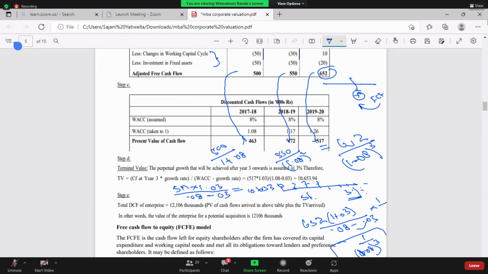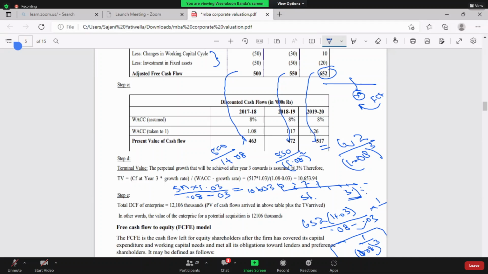In order to convert into present value terms, we have to convert this year 3 cash flow or terminal value dividing by 1.08 to power 3. Then the value becomes here. Then check that value, whether it is similar with this particular equation. 517 into 1.03 divided by 1.08 minus 0.03. Then we get the correct answer here. Both may be correct. You can check that.